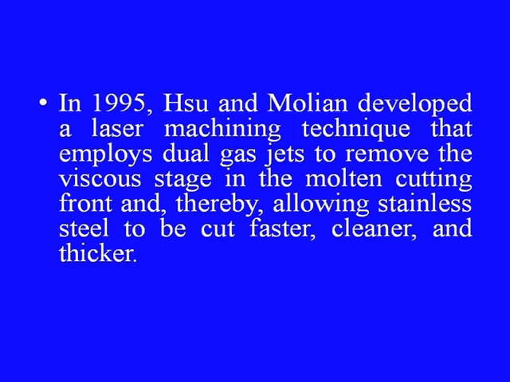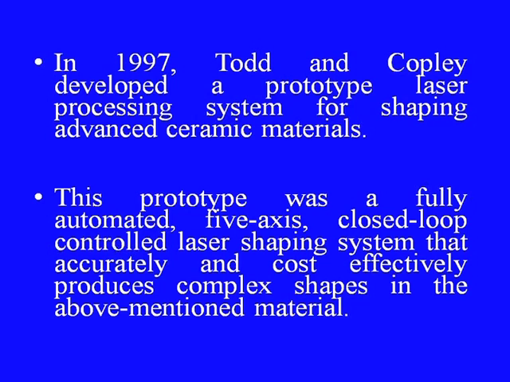In the year 1995, Su and Molian developed a laser machining technique that employs dual gas jets to remove the viscous stays in the molten cutting front, and thereby allowing stainless steel to be cut faster, cleaner, and thicker. So this is another development from the basic laser machining, in which dual gas jets are used, and that improved the performance of the system. In the year 1997, Todd and Copley developed a prototype laser processing system for shaping advanced ceramic materials.